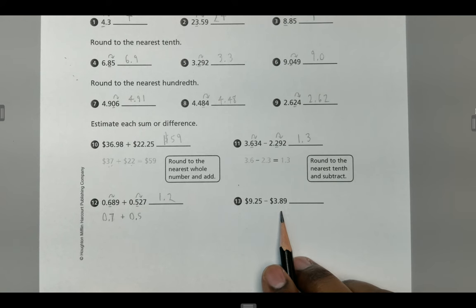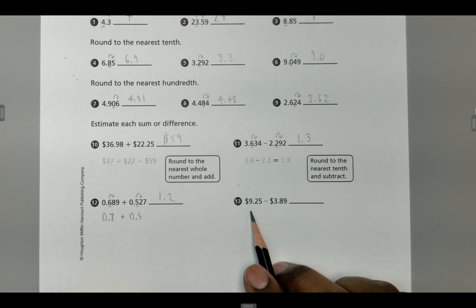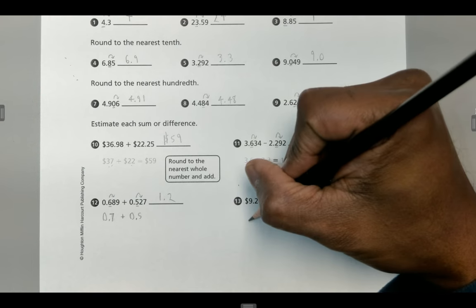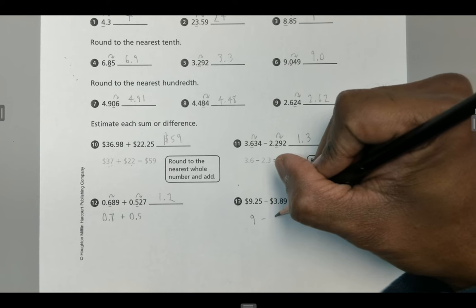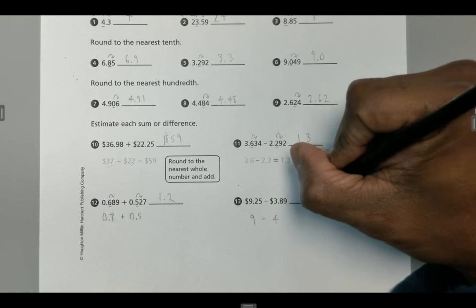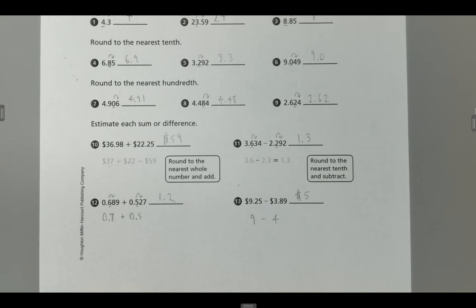$9.25 minus $3.89. Okay, let's round to the nearest whole number, the ones place. $9.25, we'll round that down to 9. $3.89, we'll round that up to 4. 9 minus 4 gets us an estimate of $5.